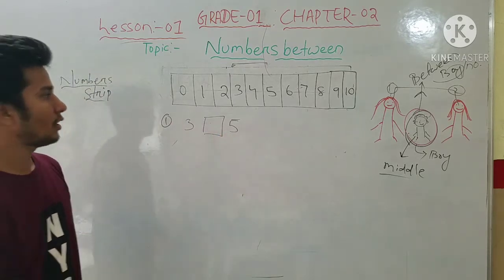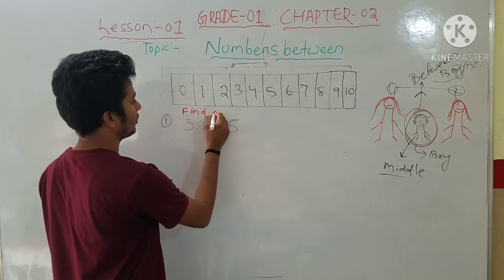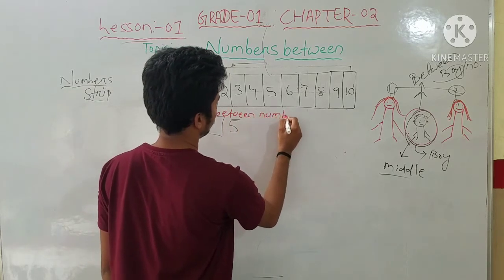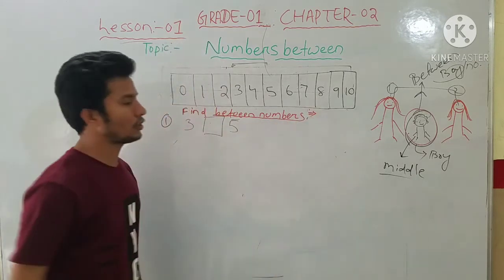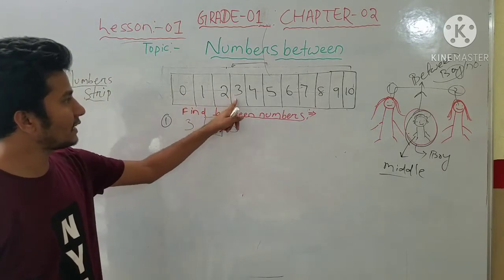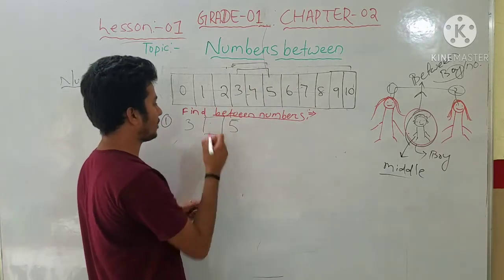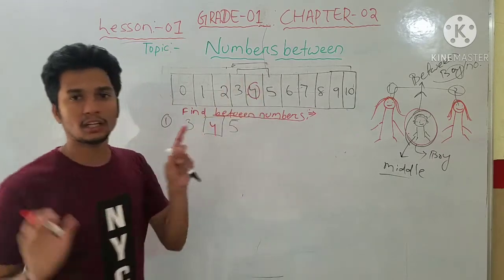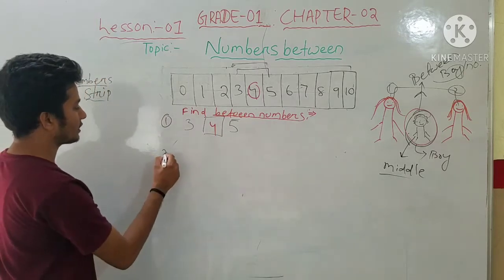Find the between numbers. So who is sitting between 3 and 5? 3 and 5, who is sitting? 4, very good. So 4 is sitting between 3 and 5. 3 and 5, who is in the middle? 4. So this is called the between number, or numbers between. So, some other example.